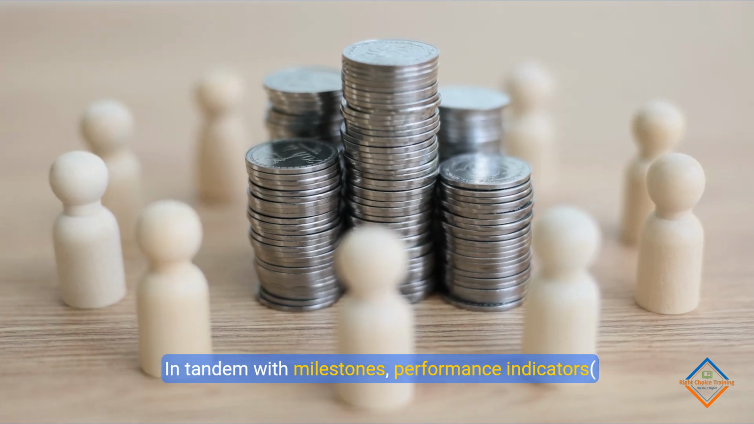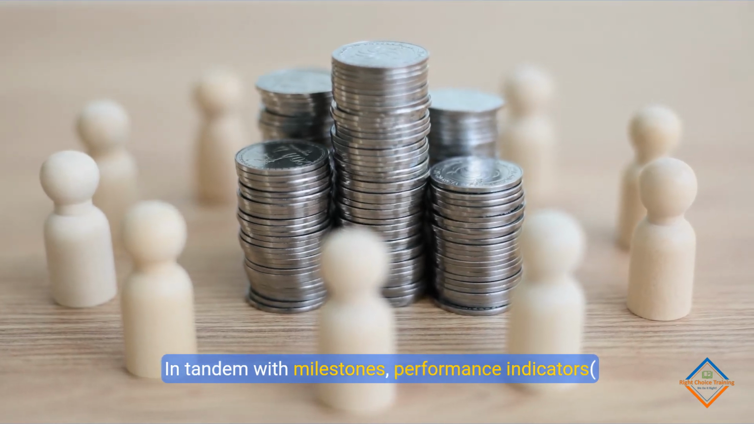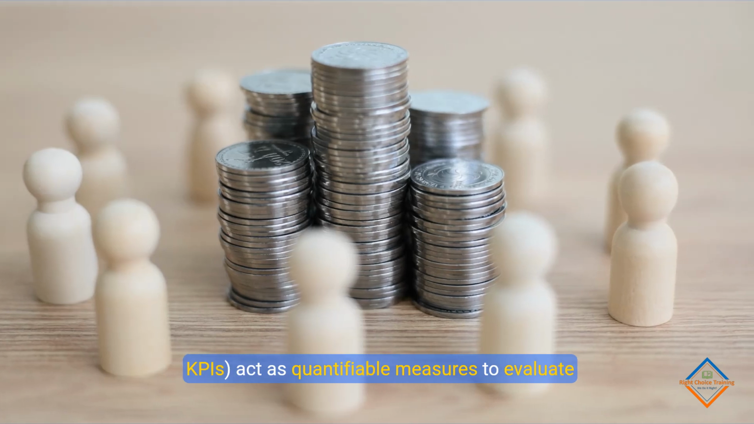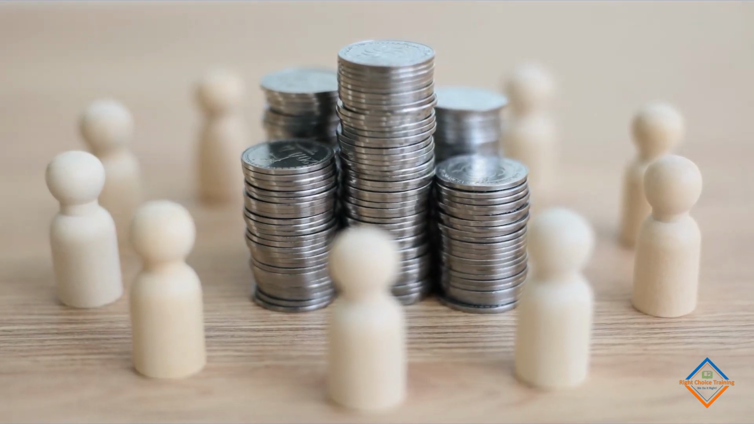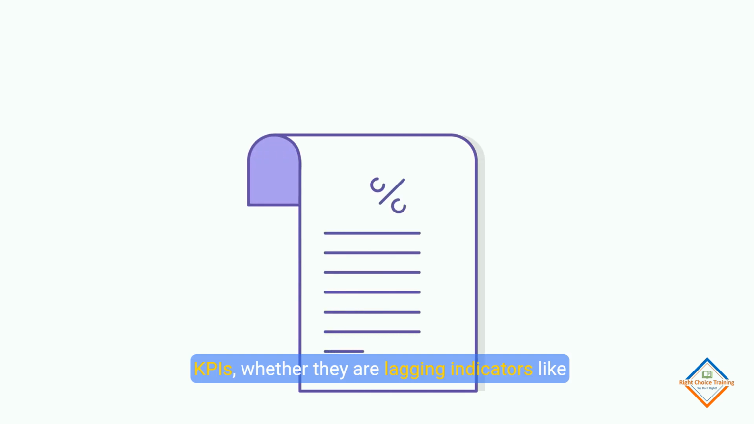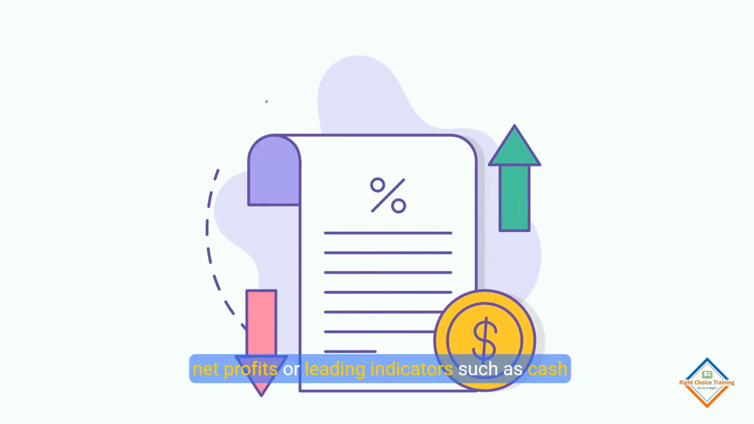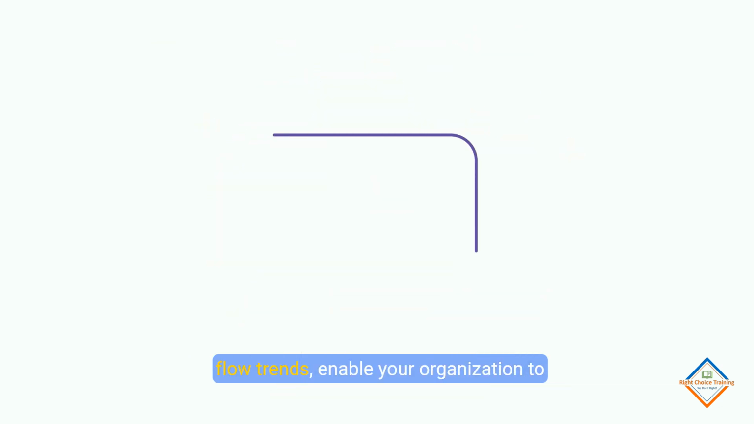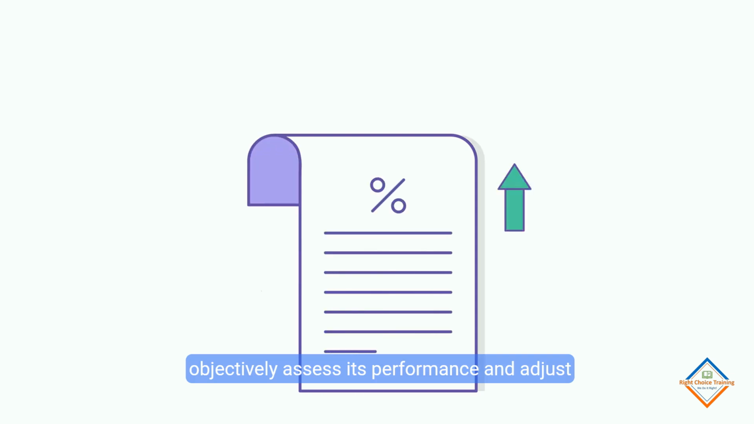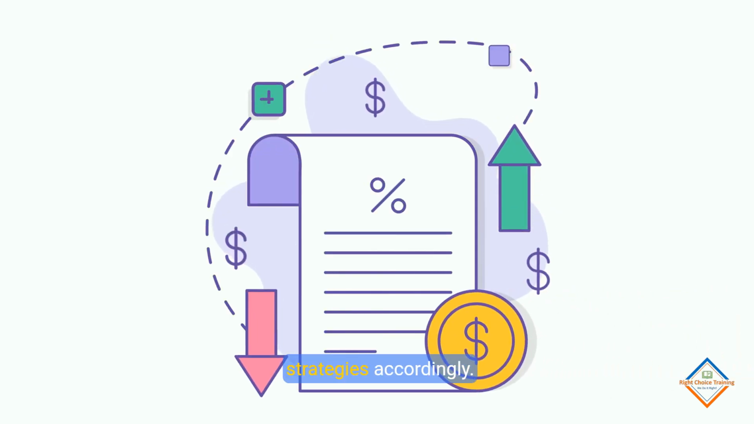In tandem with milestones, performance indicators, KPIs, act as quantifiable measures to evaluate the success of the budgeting process. KPIs, whether they are lagging indicators like net profits or leading indicators such as cash flow trends, enable your organization to objectively assess its performance and adjust strategies accordingly.